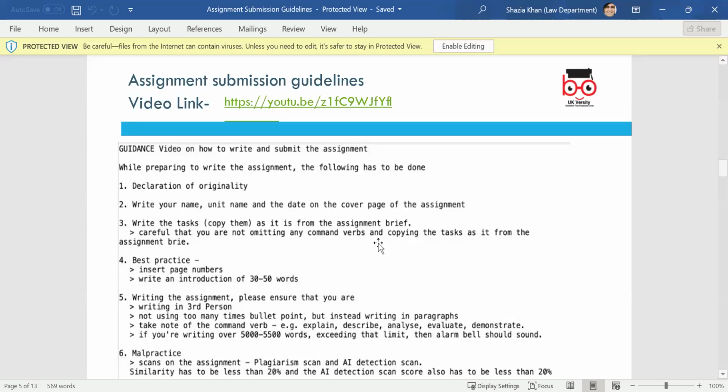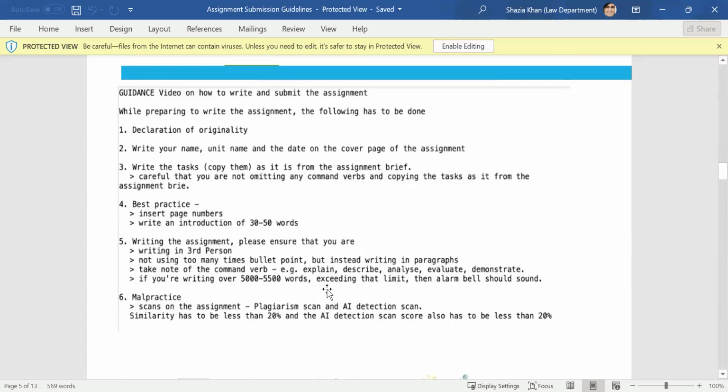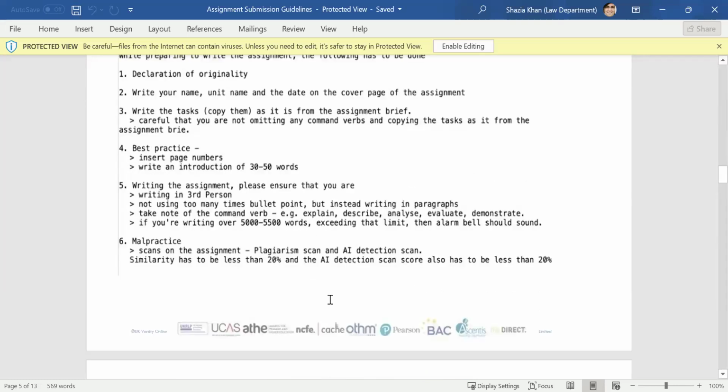Why is it important to write an introduction, Faustina? To give an overview of what you're doing in the assignment. Yes, and writing the assignment, don't write it in first person, which is I feel or I like or we like. Write in third person. And malpractice, which we're going to go through.